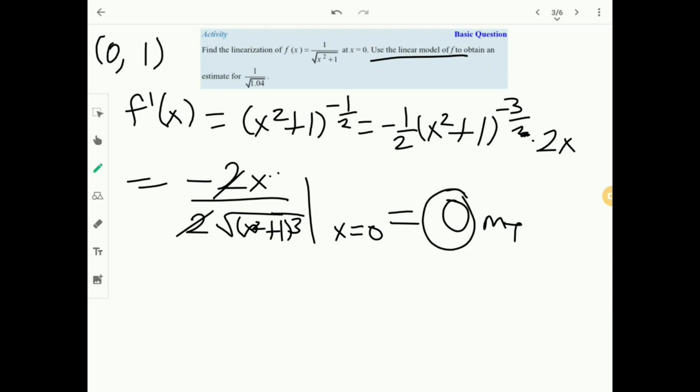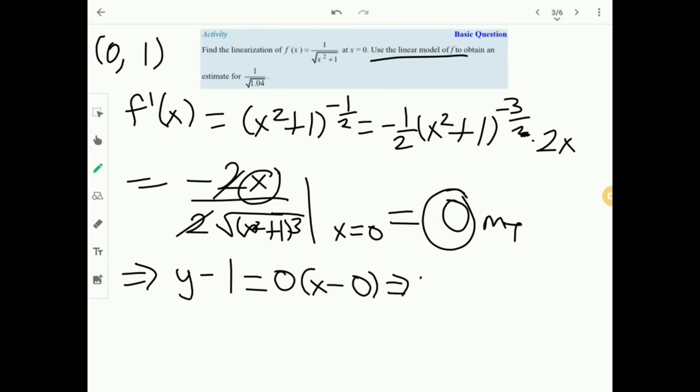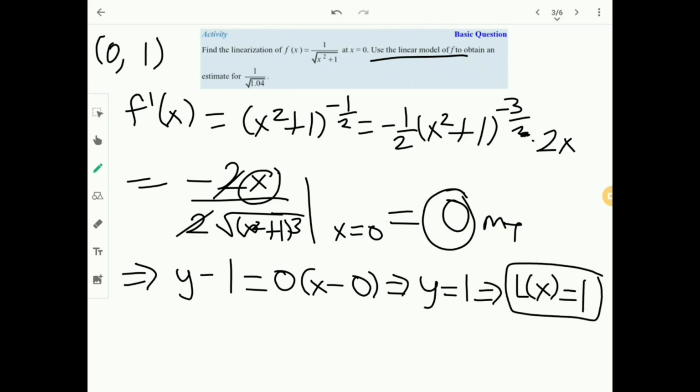Our slope is 0 because if we substitute anything, 0 over anything is 0. Now we get y minus 1 equals 0 into x minus 0, which leads to y equals 1, or L of x equals 1, and this is our linear model.